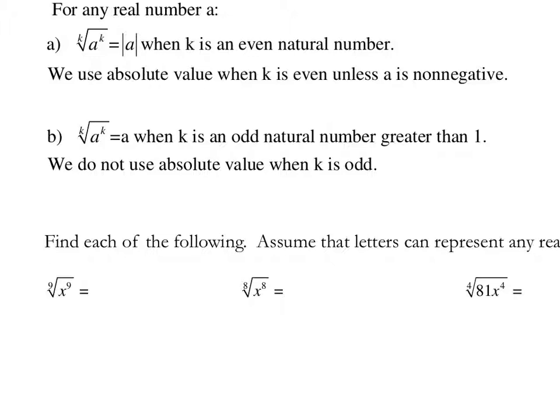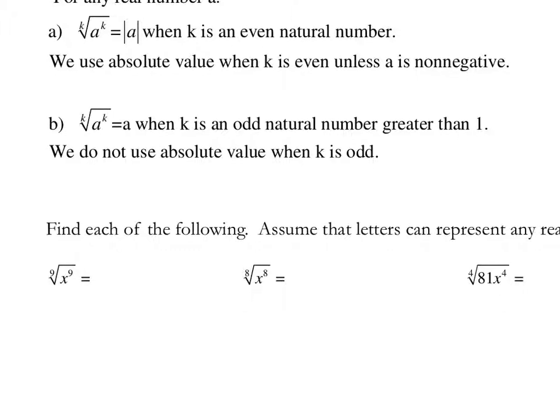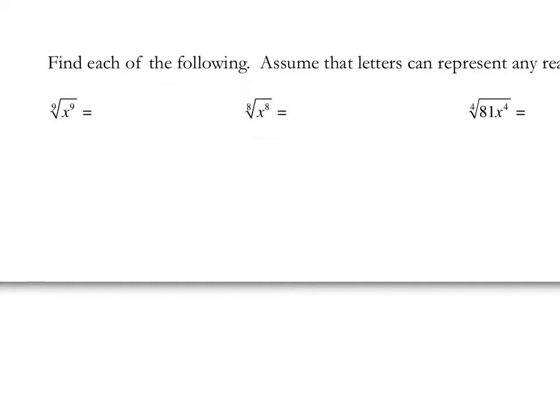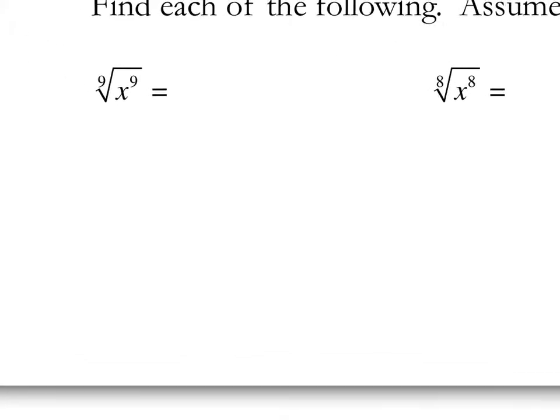So the kth root of a to the k equals a when k is an odd natural number greater than 1. So we do not use absolute value when k is odd. Odd roots, don't worry about k or the absolute value. Even roots, worry about it. So we have the 9th root of x to the 9th. That's an odd root. Taking the root will cancel out the raised to the 9th power. So the answer is just x.